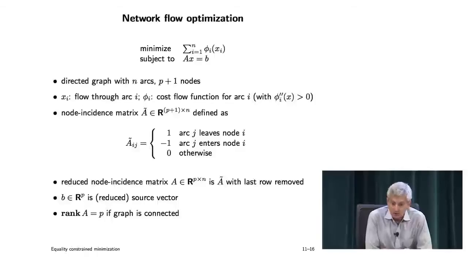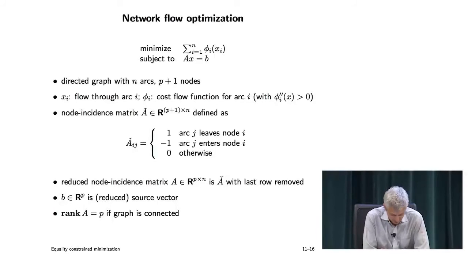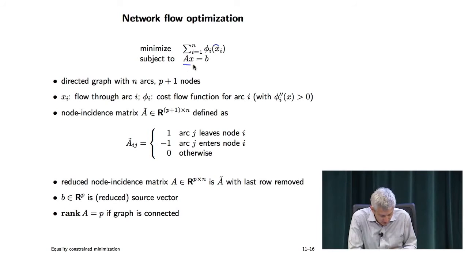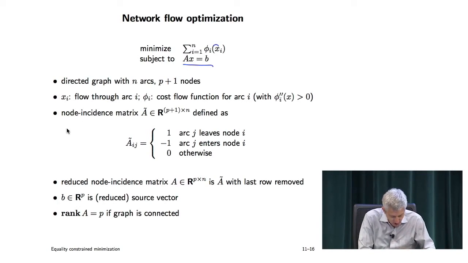All right, the next example is network flow optimization. So the idea is this. We have a network. We have flows. So x_i is the flow along arc or edge i here. Phi_i is a cost function for flow along that arc. And Ax equals b. I'll say what A is. A is the node incidence matrix.